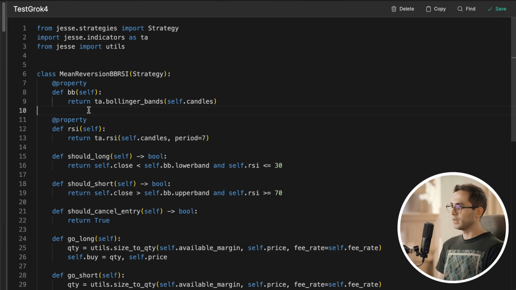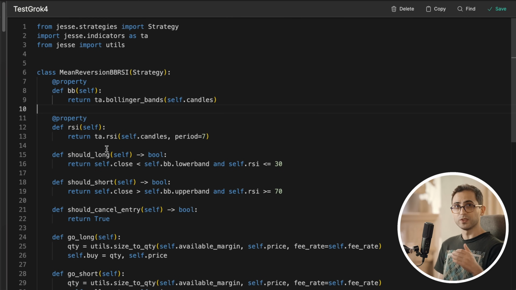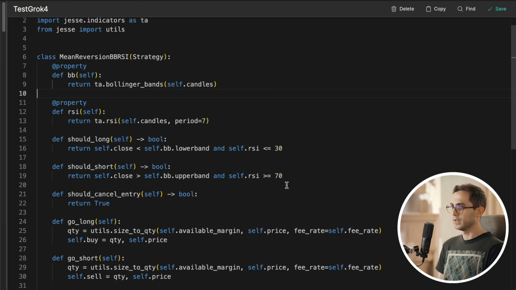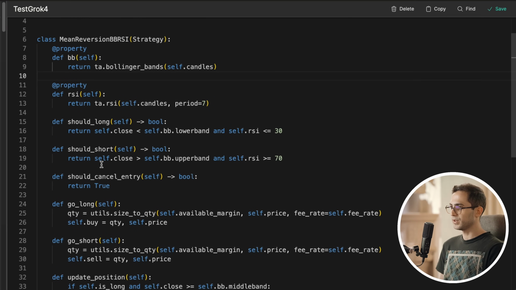Now, let's take a look. It defined the Bollinger Bands. It named it BB, which is fine. Defined the RSI with the correct syntax and also the period of 7. In the should long, which is the entry rules of the strategy, it's saying if the closing price is below the lower band, and the current RSI value is also below 30. That's perfectly correct. It did the opposite for short positions.